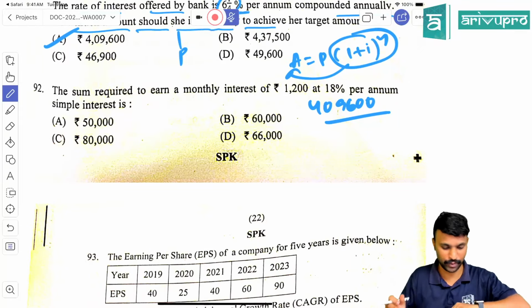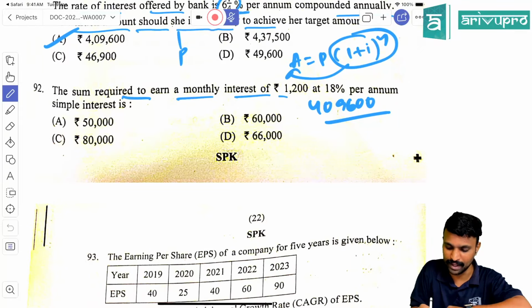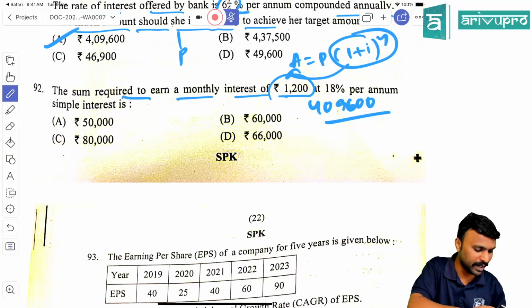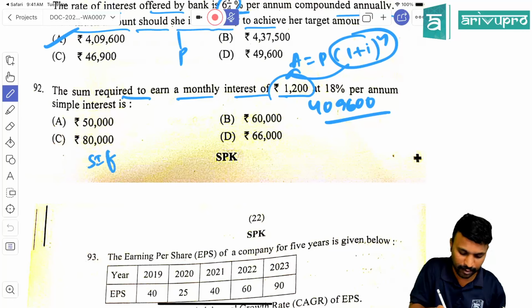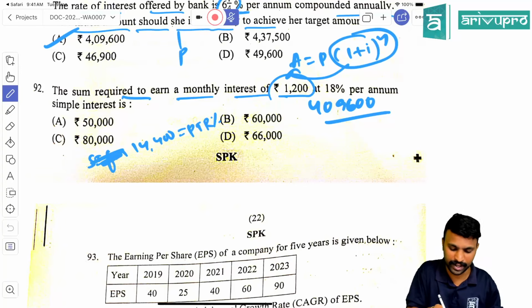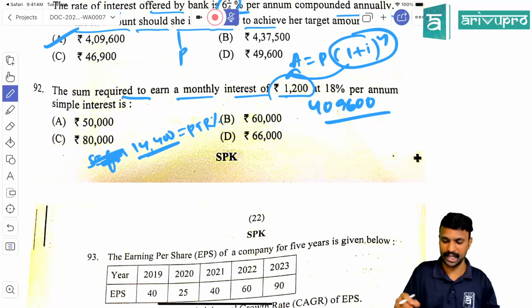Guys, moving on to the next question. A sum required to earn a monthly interest of 1,200. Per month it is 1,200, means per annum it is 1,200 into 12, which is 14,400. SI for 1 year, 14,400, which is equal to PTR percentage. Yes or no? SI for 1 year is 14,400, which is nothing but PTR percentage.